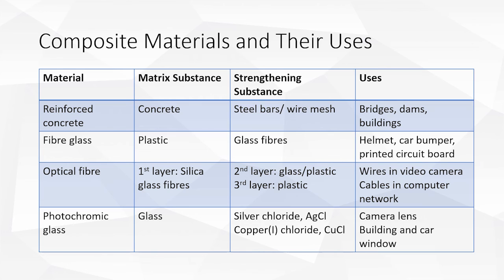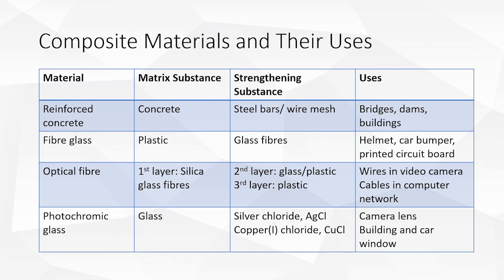The next composite material to be discussed is photochromic glass. It is formed when glass is combined with silver chloride and copper(I) chloride. When exposed to sunlight, photochromic glass darkens due to the presence of silver atoms, which prevent the light from passing through it. In dim light, copper(I) chloride in photochromic glass will cause the glass to become transparent again.